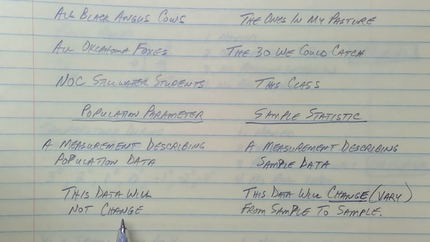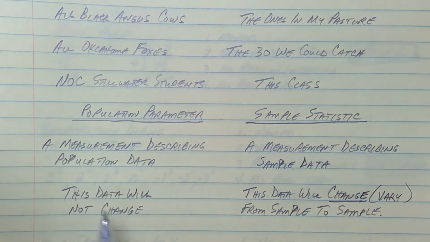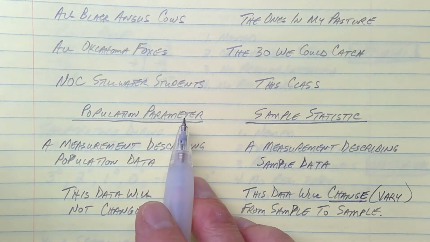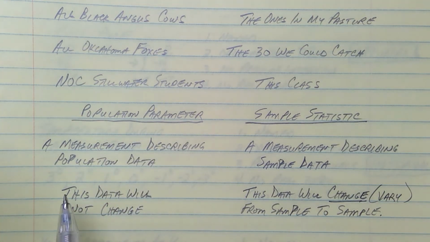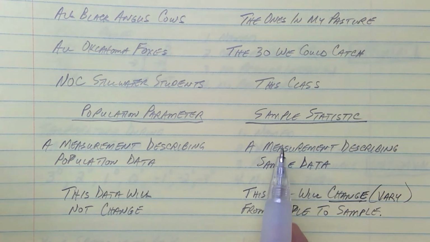It's just an idea. It's a theory. It's a philosophy. If we were able to catch every Black Angus cow in the population and average their weight, that would be the parameter. I would come up with one certain number, an average weight of 1,100 pounds or whatever. It'd be very precise. It'd be one answer.